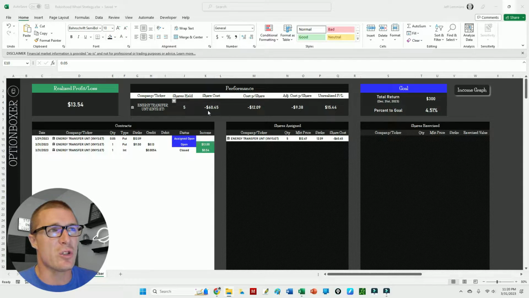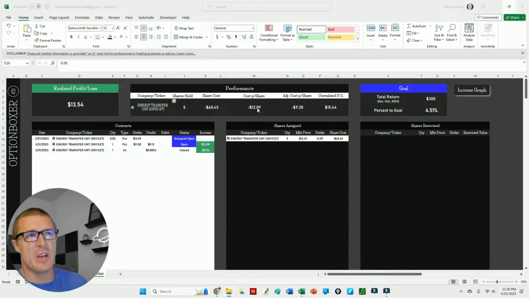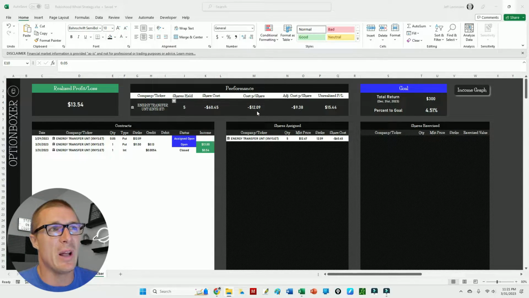But I've got the total share cost. This is not an adjusted share cost. This is not taking the income out. This is just what I paid for the 5 shares. I want to always try to sell my covered calls above my actual cost. That way I don't cut into the income that I've made on the position or the total portfolio. The cost per share is $12.09. You can see that noted here. Cost per share is $12.09.